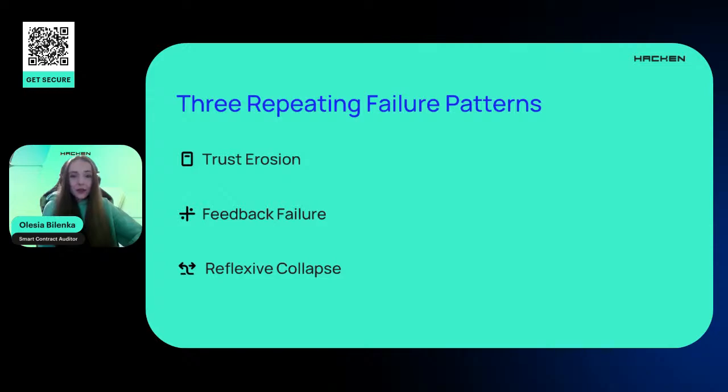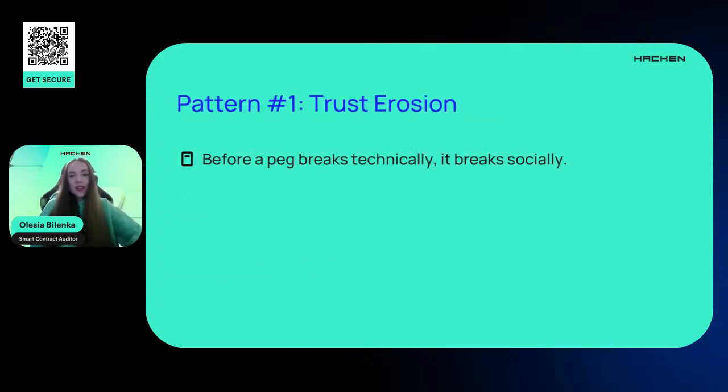Let's start with the first one, trust erosion, because before a peg breaks technically, it breaks socially. Trust erosion starts with uncertainty, with rumors, and lack of transparency. And when rumors start to spread, people don't want to wait until proofs, they start acting on fear.